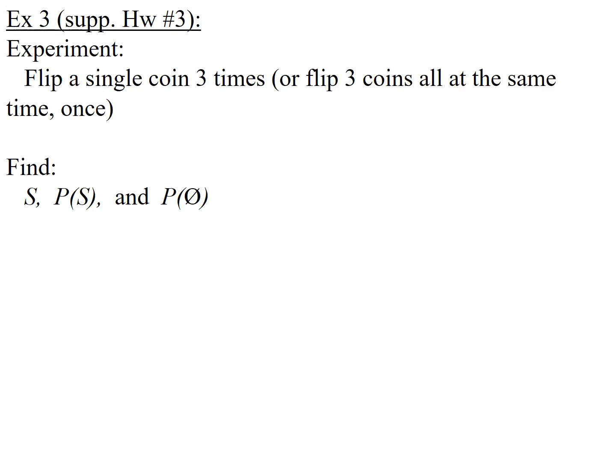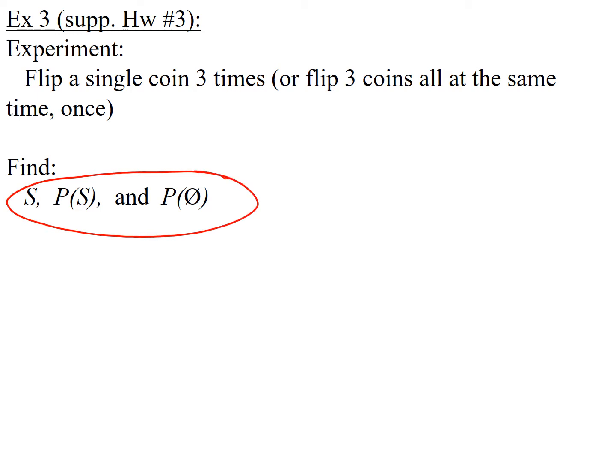All right, so in this example, it says we're going to flip a single coin 3 times or flip 3 coins all at the same time. And it's going to ask us to find a bunch of stuff, and the first stuff that we're going to find is the sample space, S, and the probability of S, and the probability of the empty set.